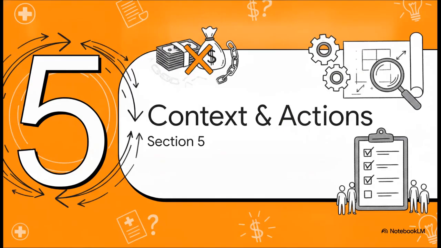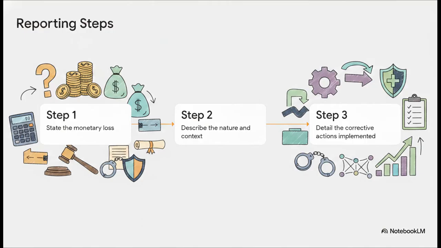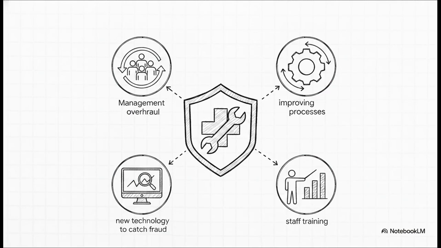Finally, we have Section 5, context and corrective actions. Because as the notes in the SASB standard point out, those raw numbers really don't paint the whole picture without some context. Entities are required to walk investors through a strict three-step checklist. First, state the monetary loss, calculated using those strict rules we just covered. Second, briefly describe the nature and context of those losses, like was this a jury verdict after a long trial, a quiet settlement, a guilty plea, or maybe a deferred prosecution agreement. And third, and you could argue this is the most important for the future health of the company, they have to detail the corrective actions they've actually implemented to stop this from happening again. This is exactly where the company proves to the market that they have actually plugged the leak.